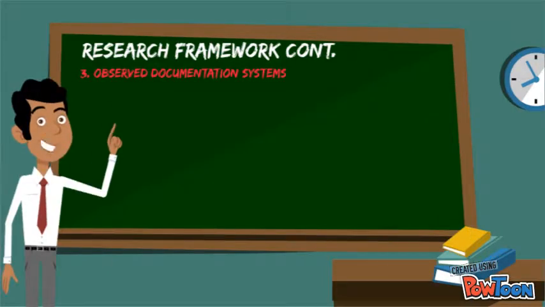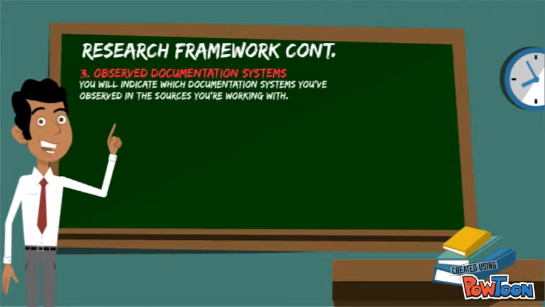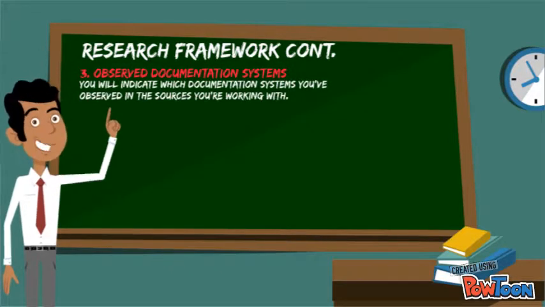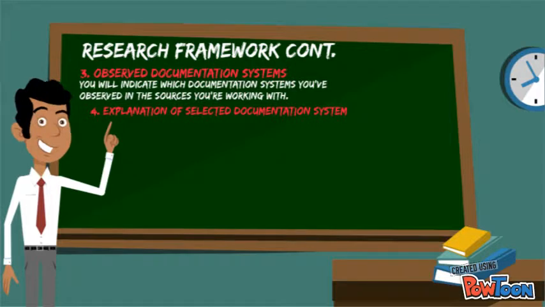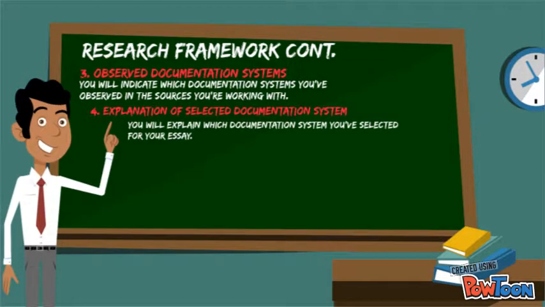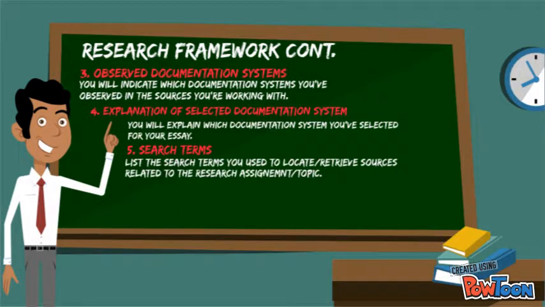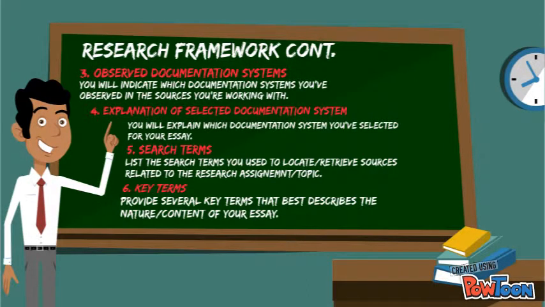Number 3, observed documentation system. Indicate which documentation system you observed in the sources you're working with. Number 4, explanation of selected documentation system. Explain which documentation system you've selected for your essay. Number 5, search terms, as well as number 6, key terms.